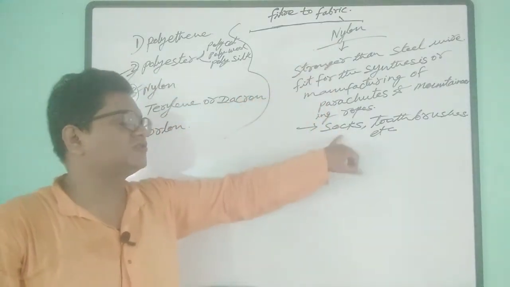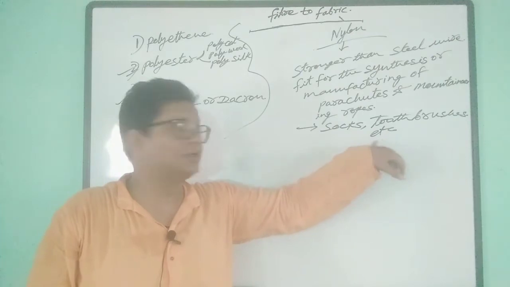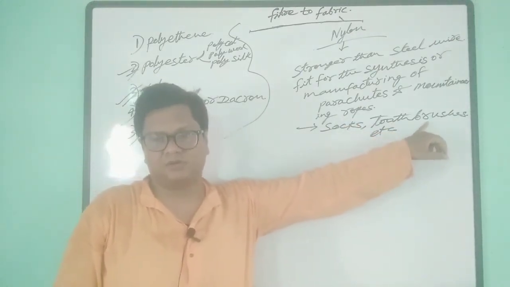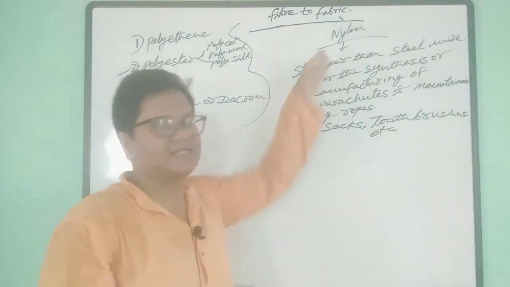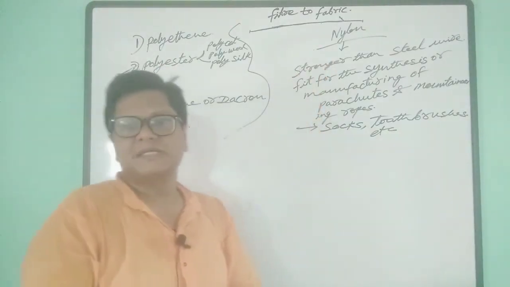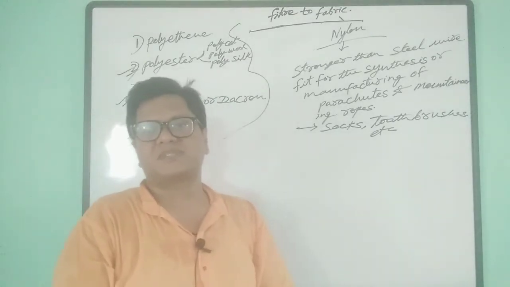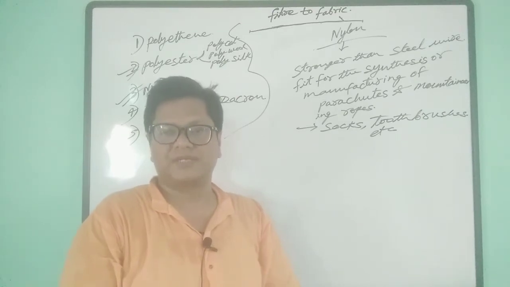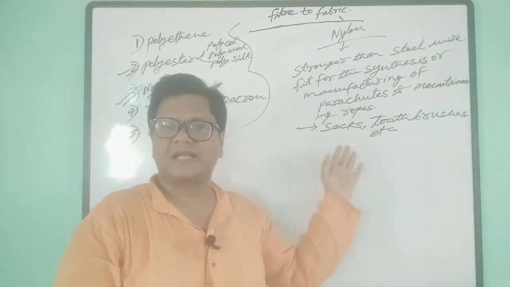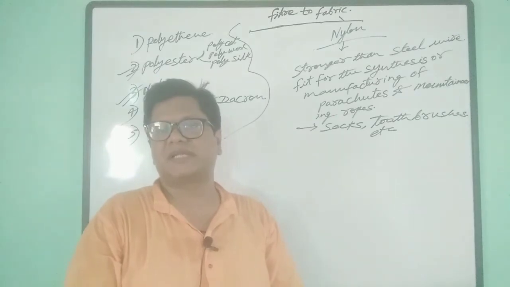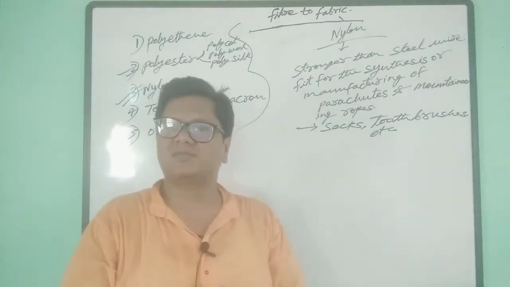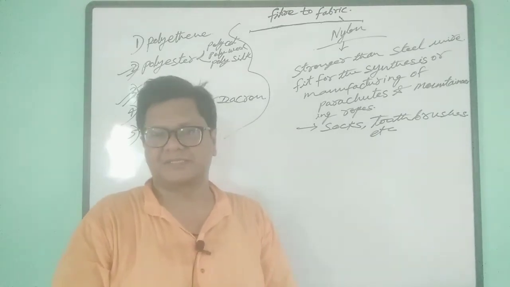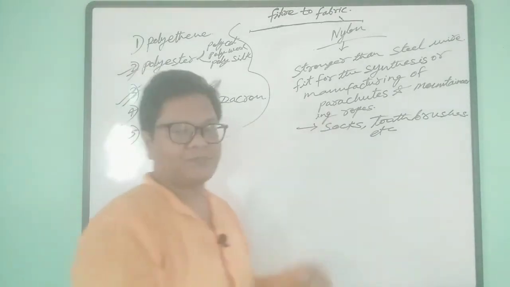Nylon fibers are used for the synthesis of cloths, for the synthesis of socks, toothbrushes also. Okay. See how nylon is prepared. Nylon is the most common form of synthetic fibers which are used and which are most famous today. These nylon fibers can be prepared by polycondensing hexamethylene and adipic acid. Okay, the process which I am going to show you.